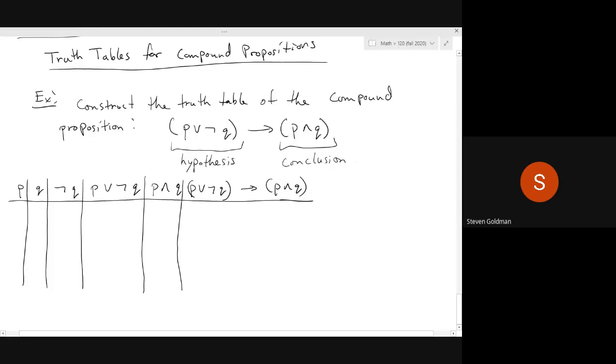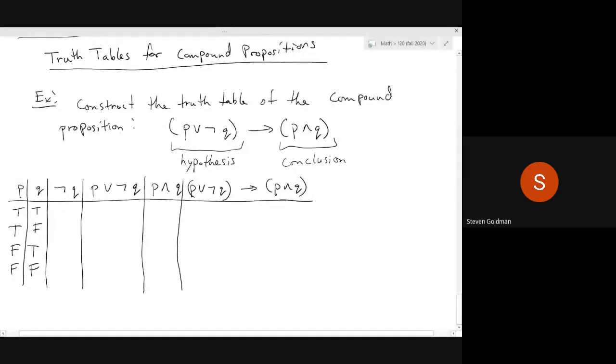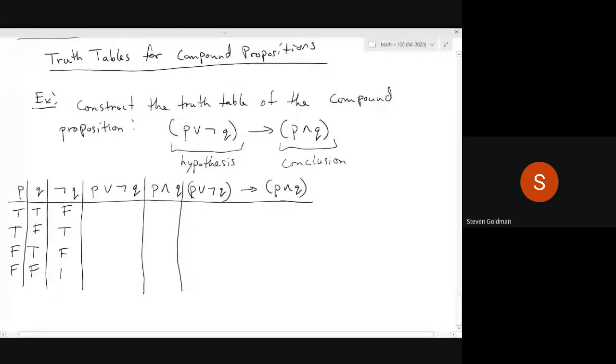Okay, so whenever you're building a truth table, you always start with the smallest pieces and build up. I keep adding one thing at a time. All right. So we start, as always, for P: true, true, false, false. For Q: true, false, true, false. Not Q is the opposite of Q, so: false, true, false, true.